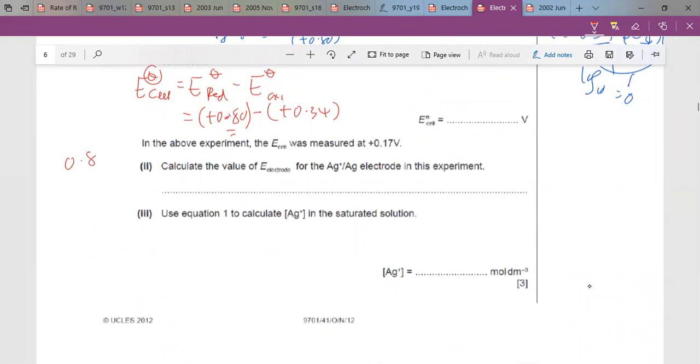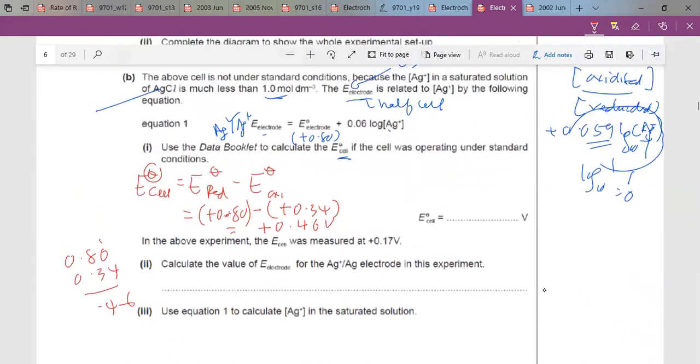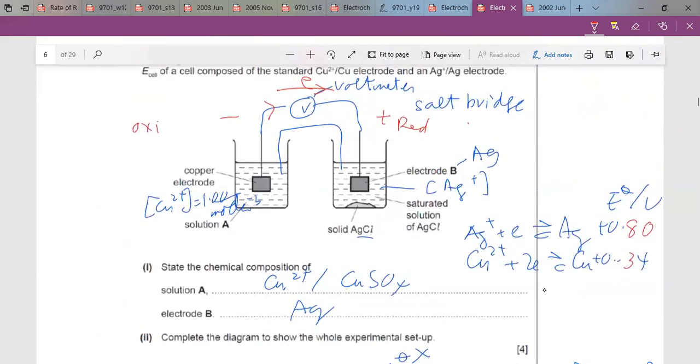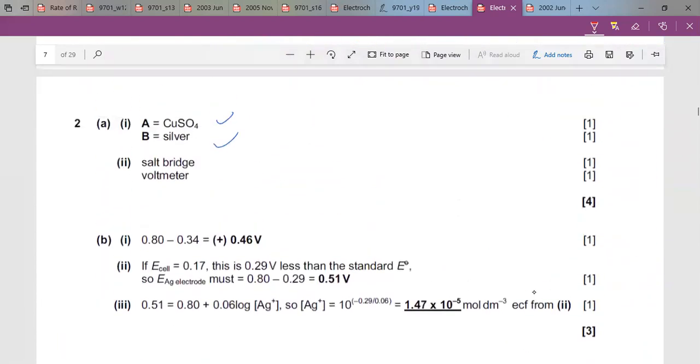I tell you, sometimes people think it's the other way around. I don't agree. 6, carry 1, here's 7, 4, so it's plus 0.46 volts. Okay? Salt bridge. Wow, here 1 mark each. This is ridiculous. Now maybe this 2 marks is 1 mark.